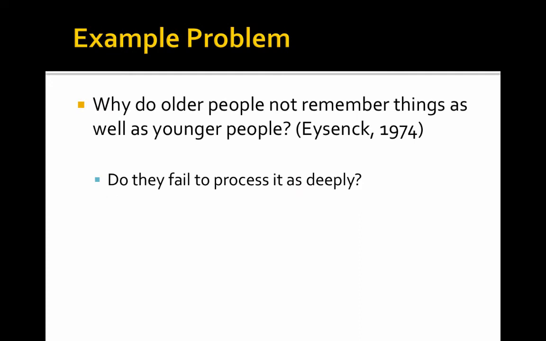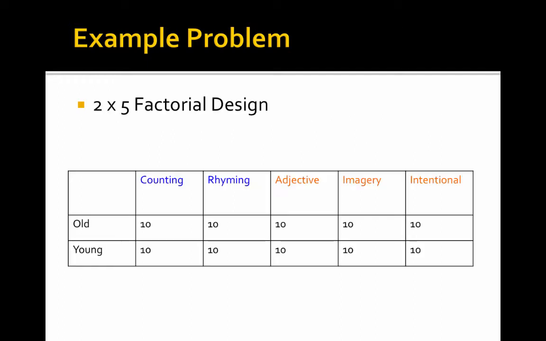Here we're going to look at this problem from a real research paper that asks, why do older people not remember things as well as younger people? And then it sort of has this sub-question, do they fail to process information as deeply? Is that what affects their memory? And so we put together an experimental design that looks kind of like this.